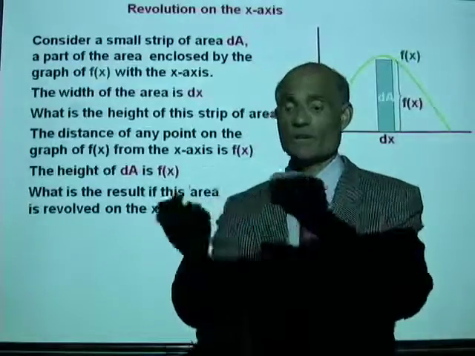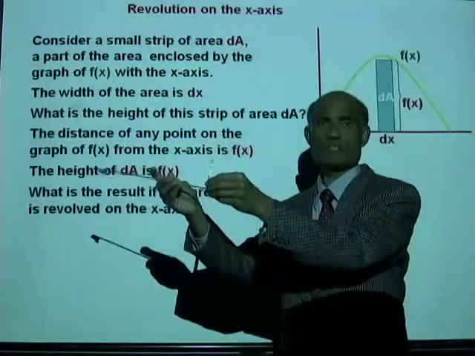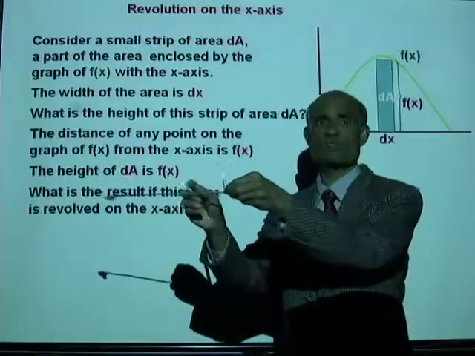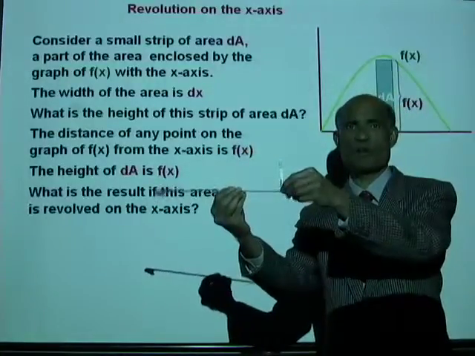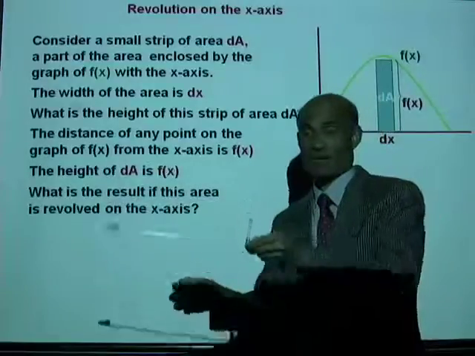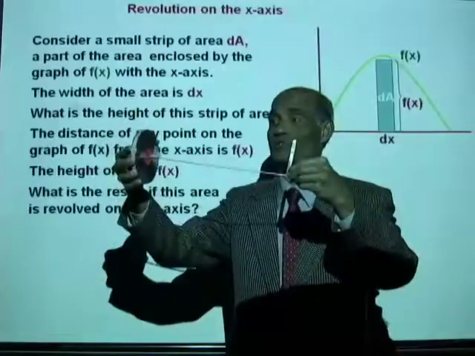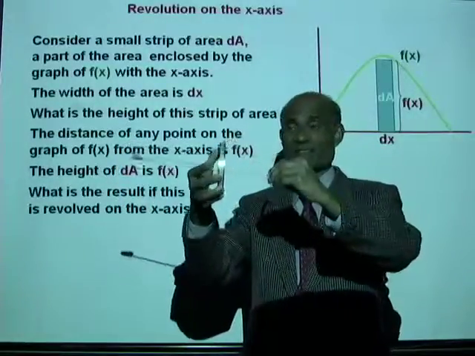In other words, I have the x-axis here, and the strip is right in here. Well, I made it very small, so it's not very visible. And what happens if I revolve this about the x-axis? Well, I will produce a disk like this. Can you visualize that? Yes.